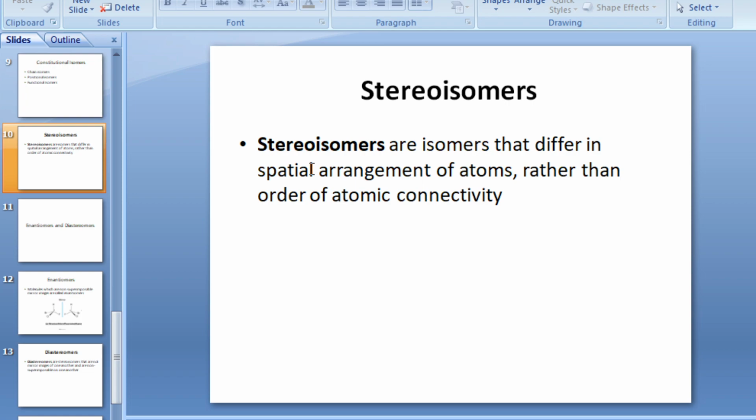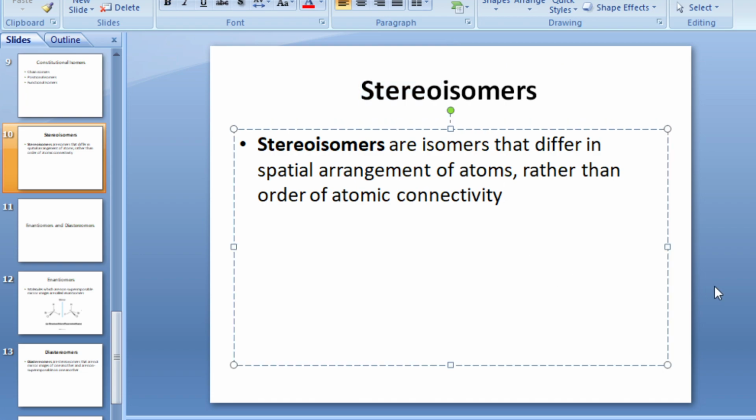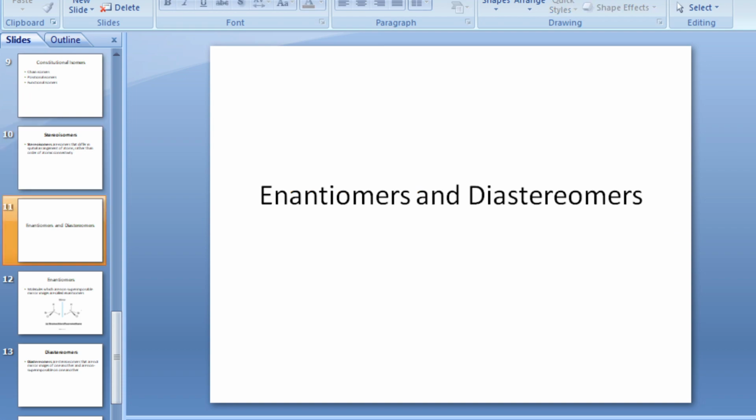Stereo is indicating space. The word stereo means what? Space. Spatial isomers, you can say. Such isomers differ in the spatial arrangement of atoms, not simply connectivity. There is no change in connectivity. Connectivity will remain the same, but the spatial orientation of atoms simply differs. Such isomers are called spatial isomers or stereoisomers, and these stereoisomers are of two types. One is enantiomers, the other one is diastereomers.